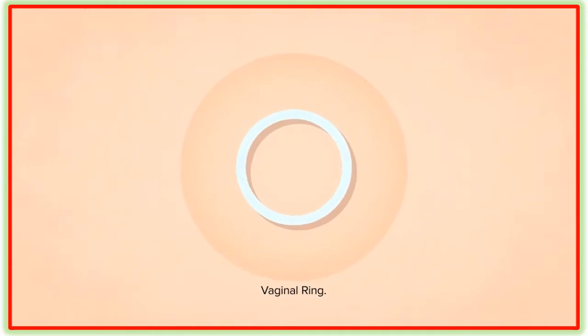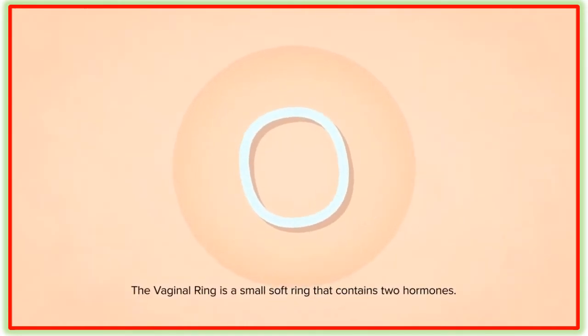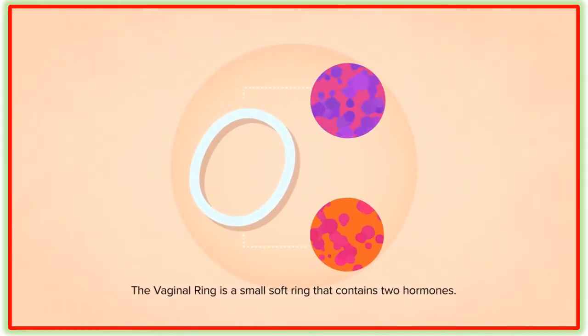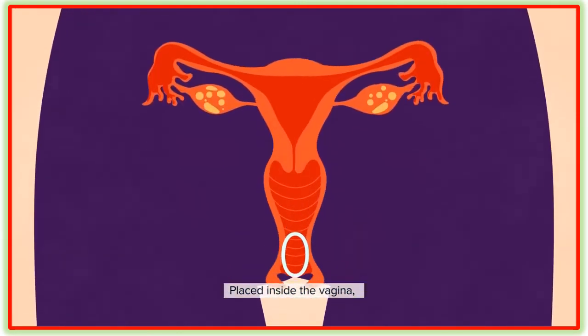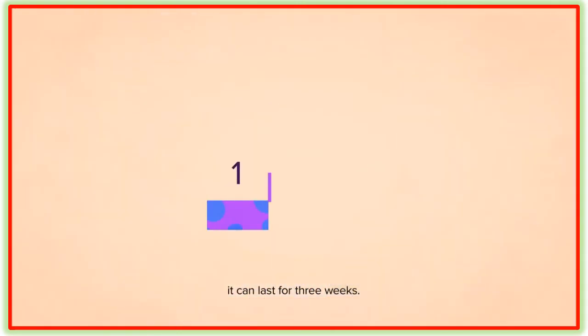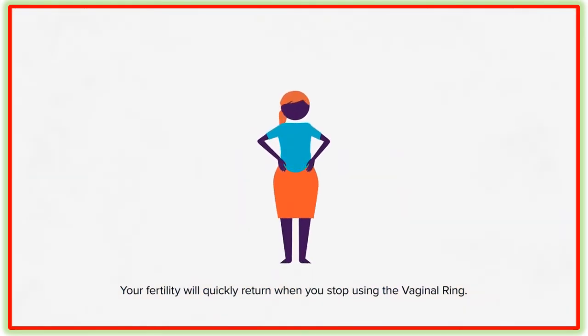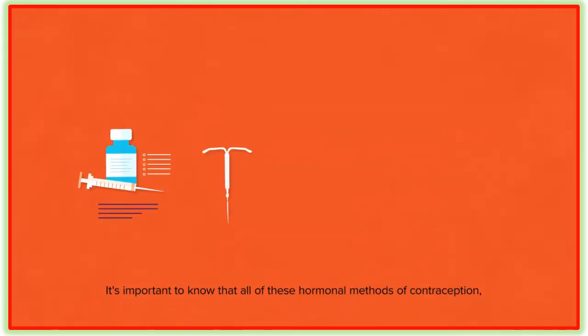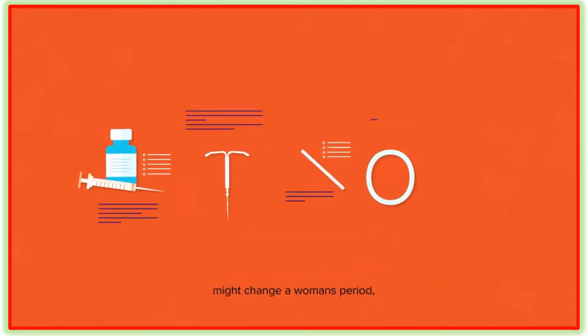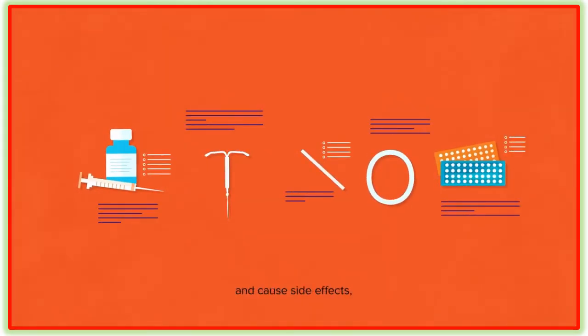Vaginal ring. The vaginal ring is a small soft ring that contains 2 hormones. Placed inside the vagina, it can last for 3 weeks. Your fertility will quickly return when you stop using the vaginal ring. It's important to know that all of these hormonal methods of contraception might change a woman's period and cause side effects, so speak to your doctor.